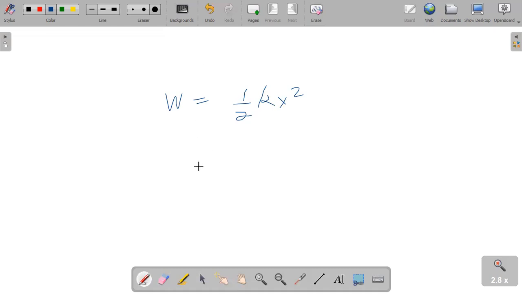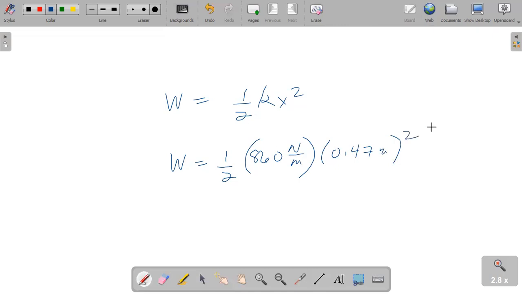Where x is the displacement, work equals 1/2 k. I don't know what k was. 860 newtons per meter, that's the spring constant, times 0.47 meters quantity squared. It's going to be 95 joules, negative 95 joules. Sorry, this is a negative kx squared. They're asking for the work, not the negative 95 joules, right? You're going against the grain there. The spring wants to push you out and you're going against it.